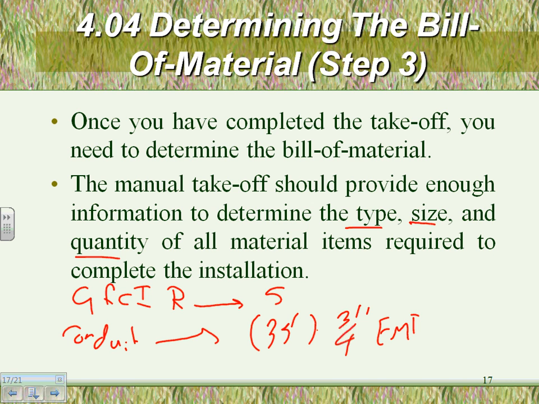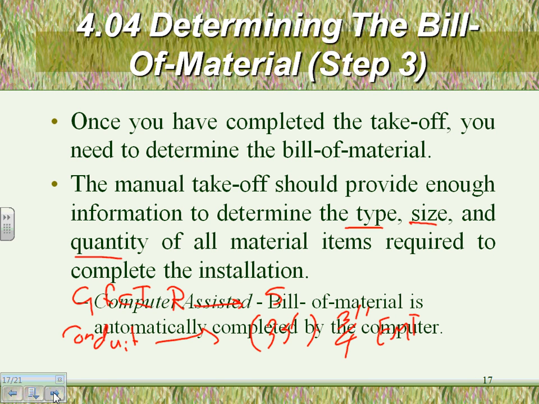You need enough info to do the takeoff. If you have a computer, which we have software this time, DJ, but not really computerized software, you don't have to worry about this. The only thing you need to do when you have computer software is understand the scope of work and do the takeoff. Everything else, the bill of material, will be generated for you by the software. Really cool. It generates all this stuff for you.